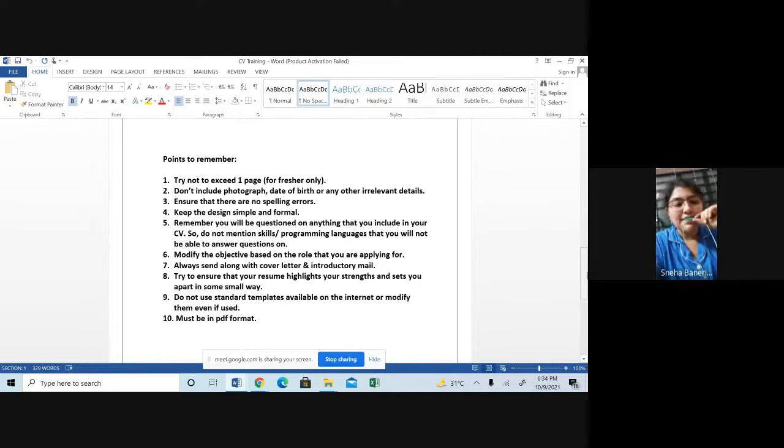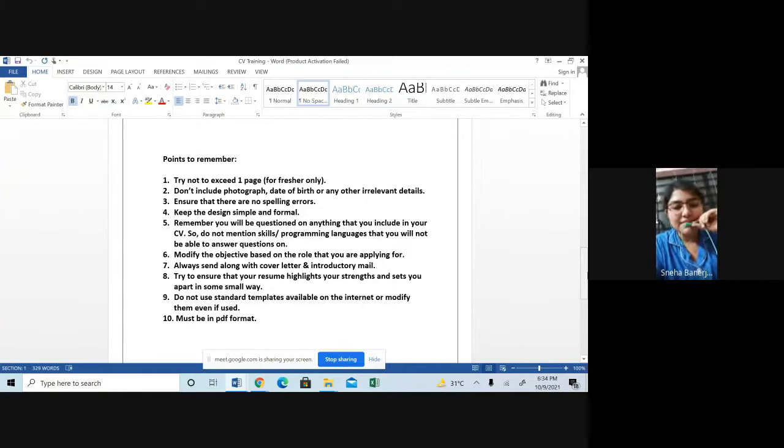So yes, I think those are some of the key points that I had to mention about how you must design your CV. I think that is all that I wanted to mention. If you have any questions, I'll be happy to go ahead and answer them. Or if there's anything you want to ask about what I discussed, I'll be happy to take them.